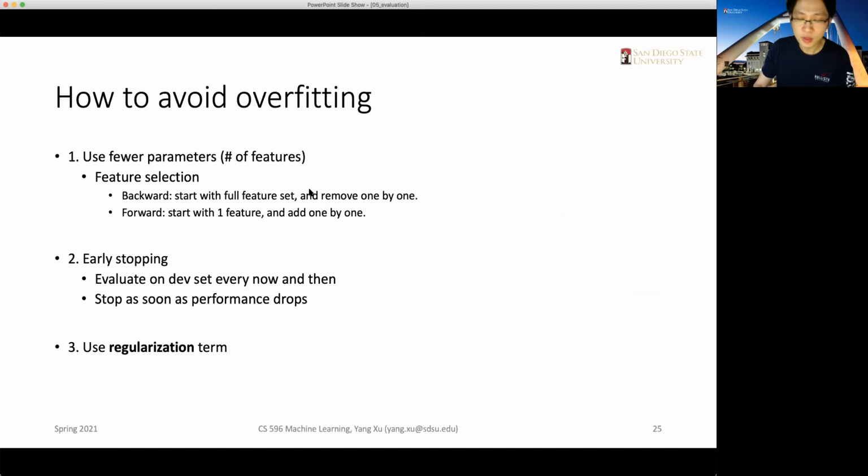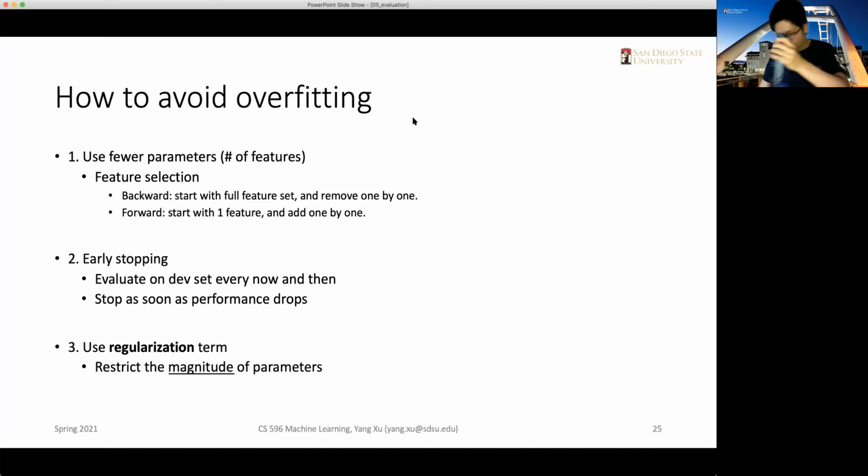All right. So the one that we're going to introduce today is called the regularization term. It's a very often used method in all kinds of different models. The general principle is to restrict the magnitude of parameters. We don't want the magnitude of parameters to grow too much.